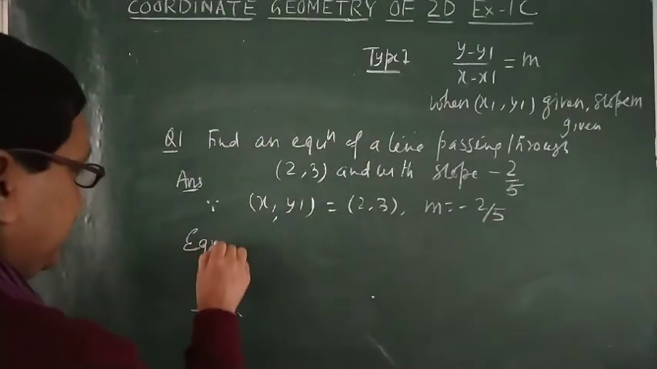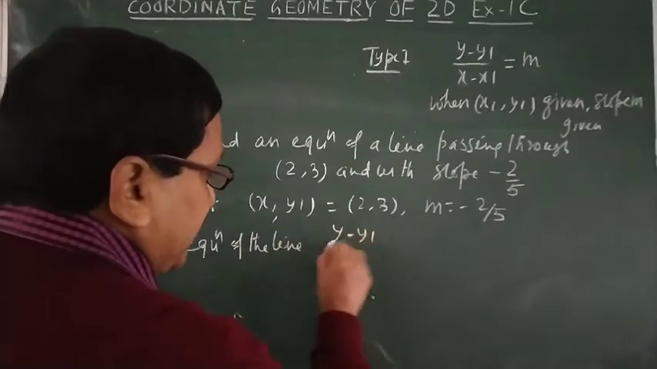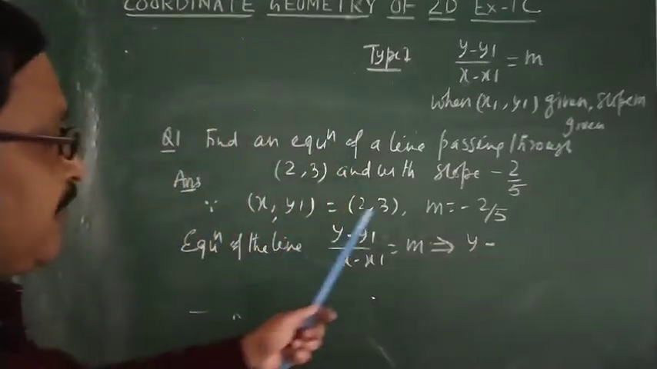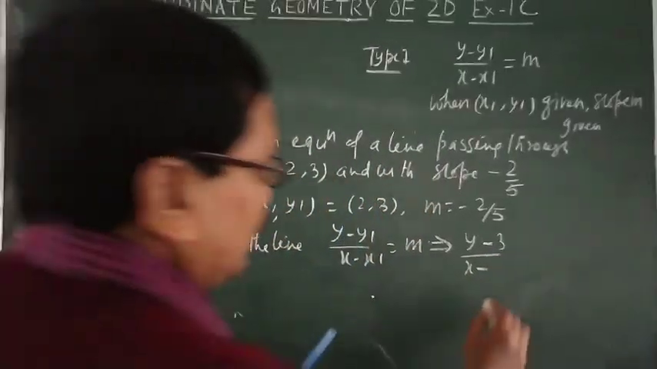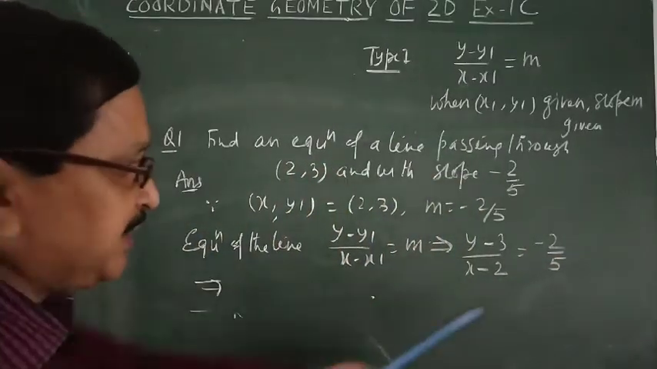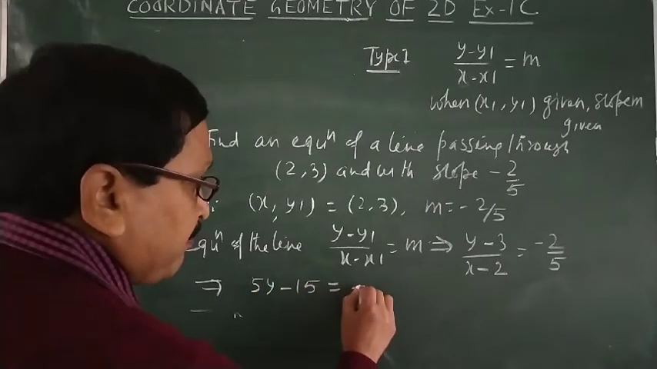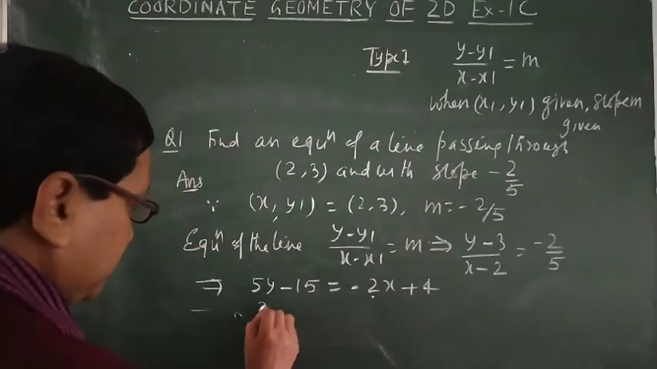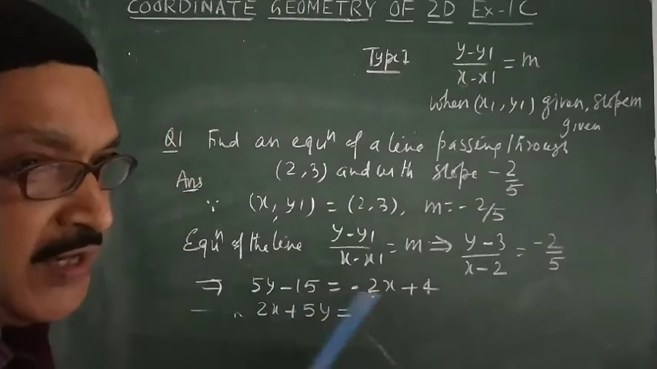Now the equation is (y minus y1) by (x minus x1) is equal to m. So put in y1 is 3, x1 is 2, equal to minus 2 by 5. Now by cross multiplication we get 5y minus 15 equals minus 2x plus 4. Now this is brought to the left side. So this is 2x plus 5y is equal to minus 15 added to this side.